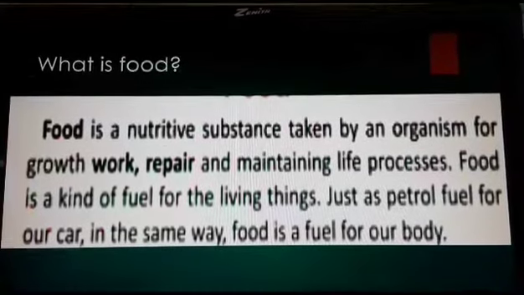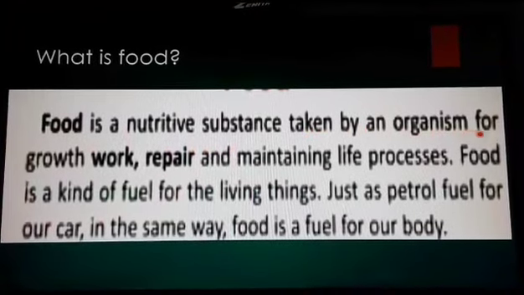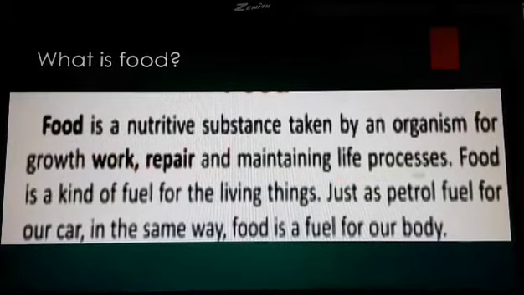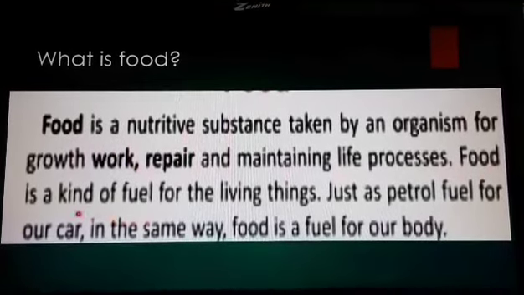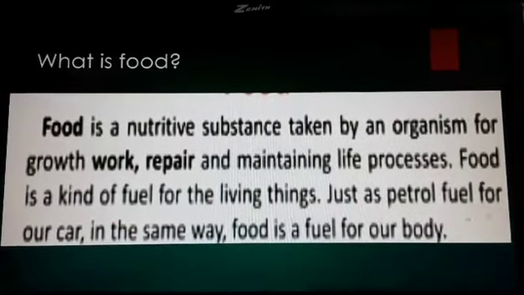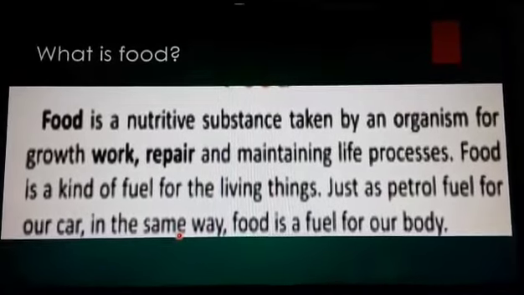What is food? Food is a nutritive substance taken by an organism for growth, work, repair, and maintaining life processes. Food is a kind of fuel for the living things. Just as petrol is fuel for our car, in the same way, food is a fuel for our body.